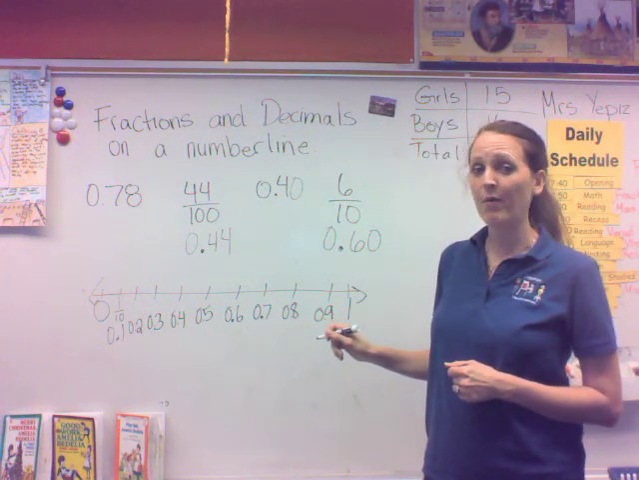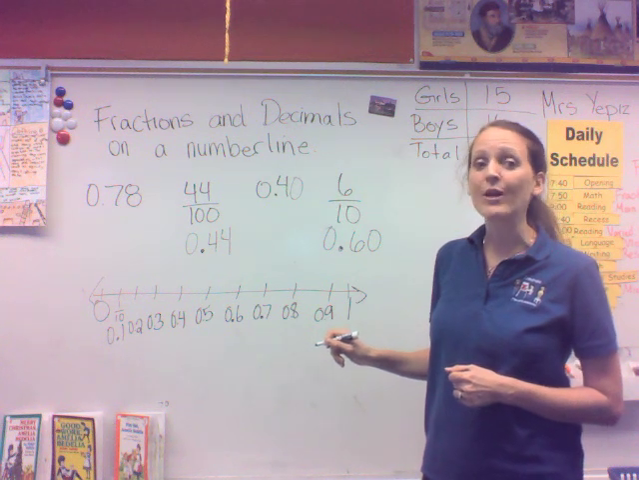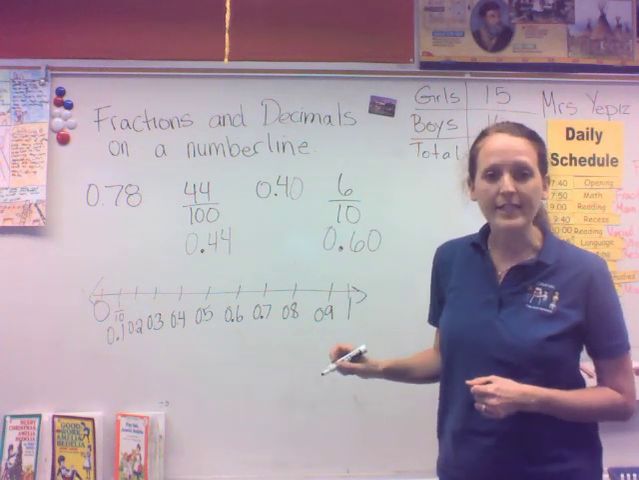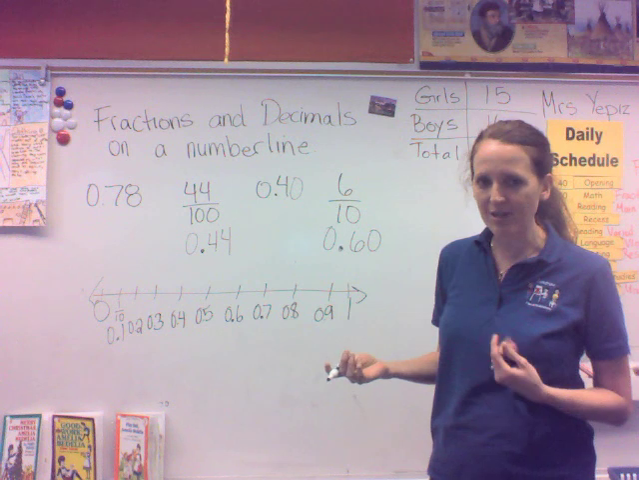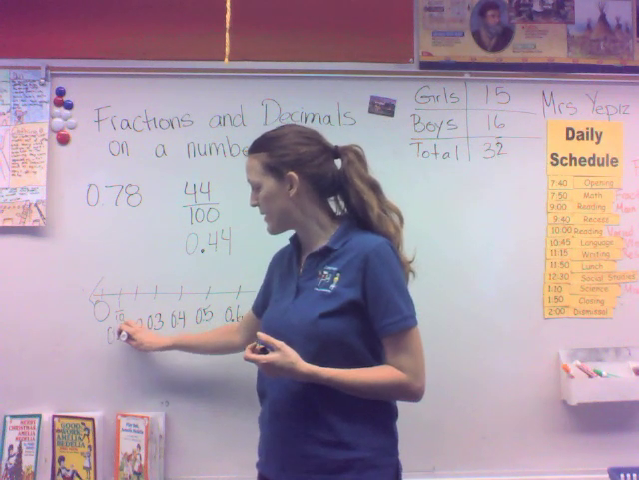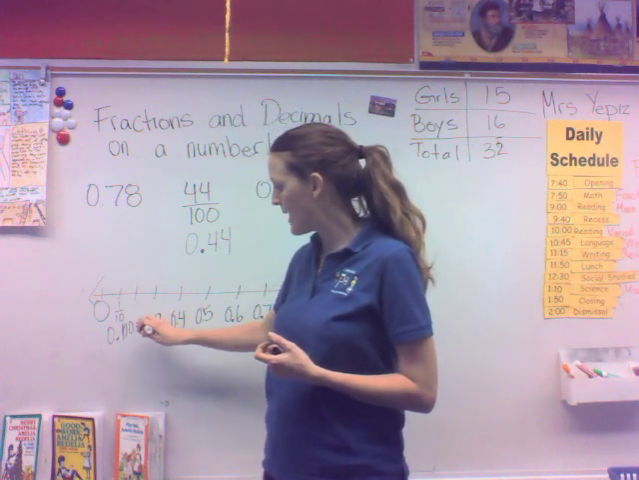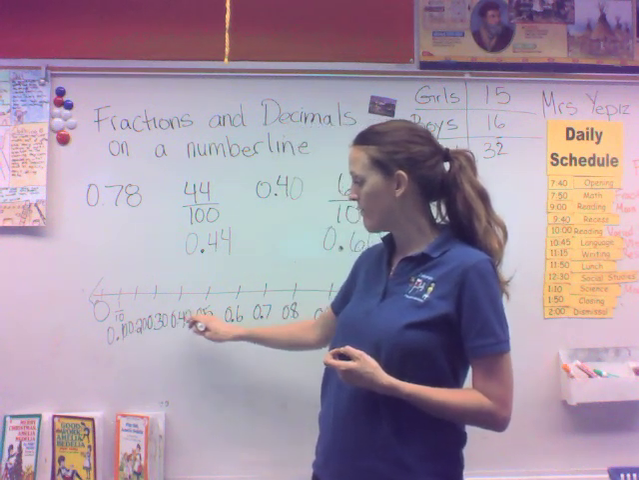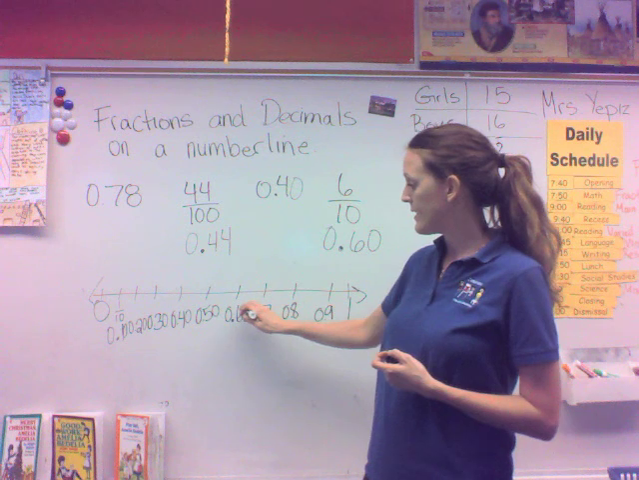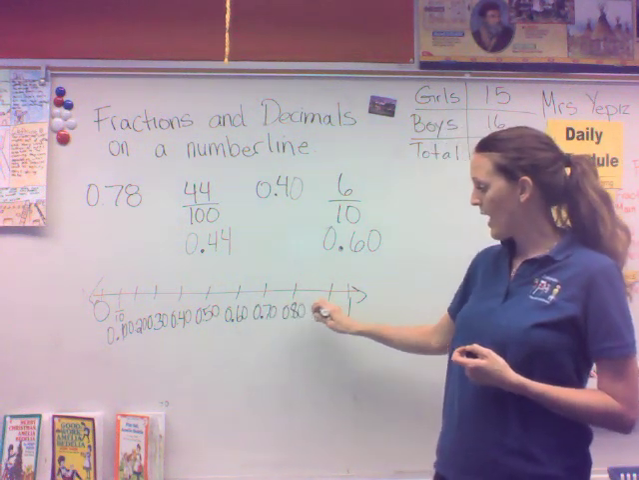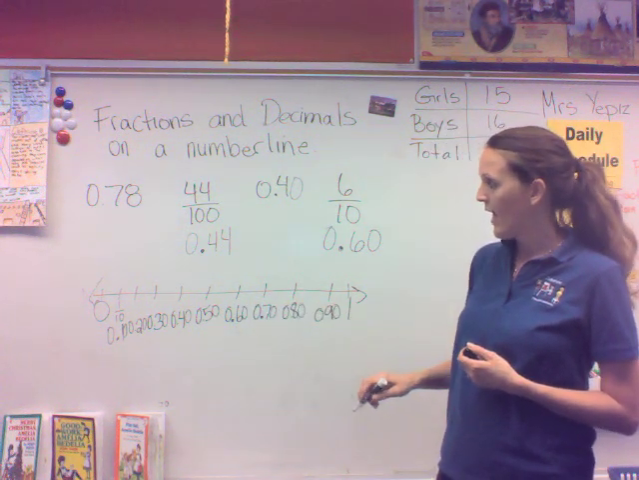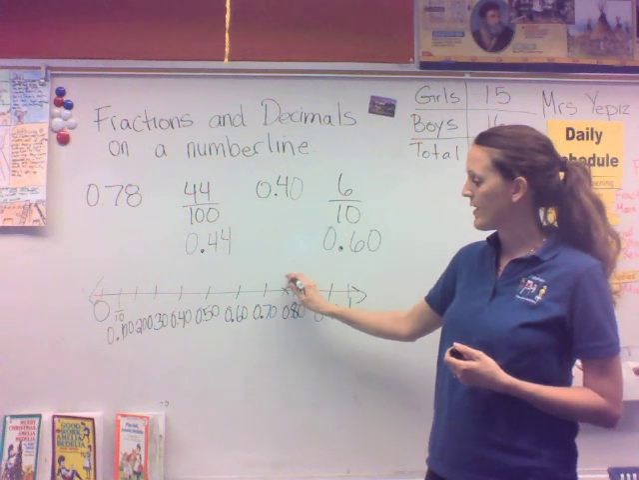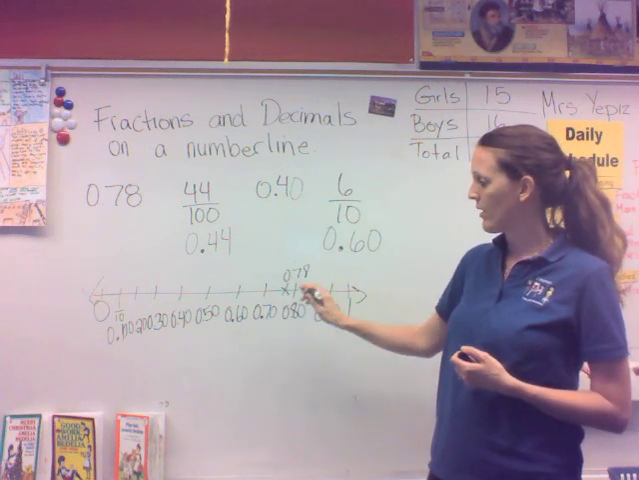Do you remember your magical power? You can always add a 0. And as soon as you add a 0, you should easily be able to see where those go. That becomes 10 hundredths, 20 hundredths, 30 hundredths, 40, 50, 60, 70, 80, and 90. And now I can see that my 78 hundredths would go here.